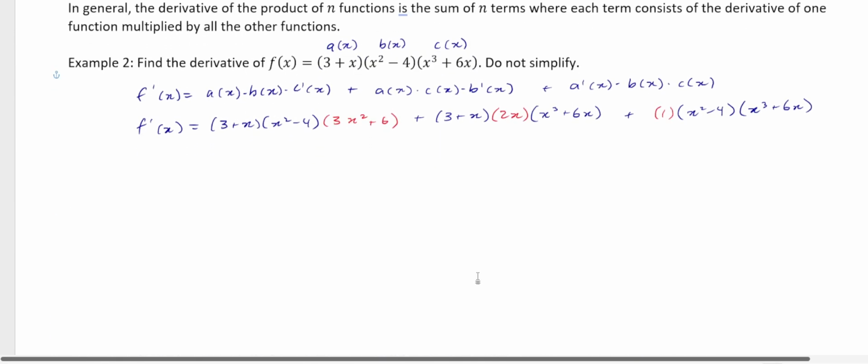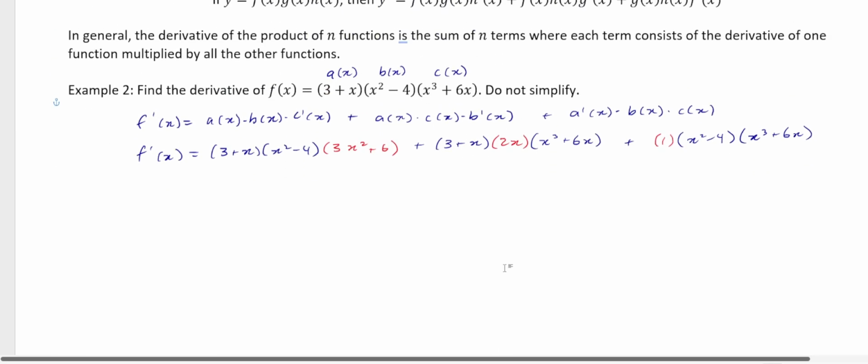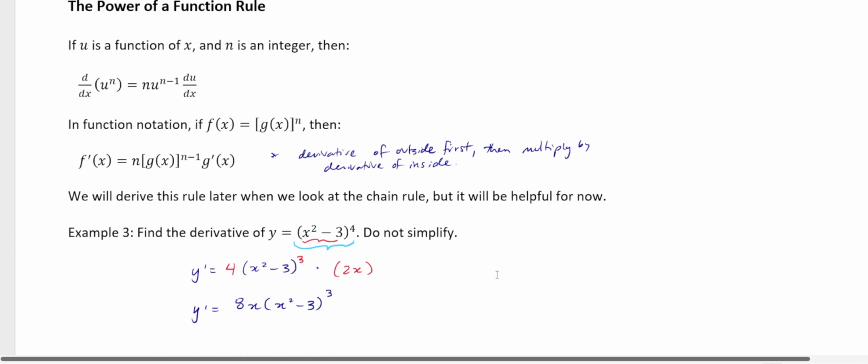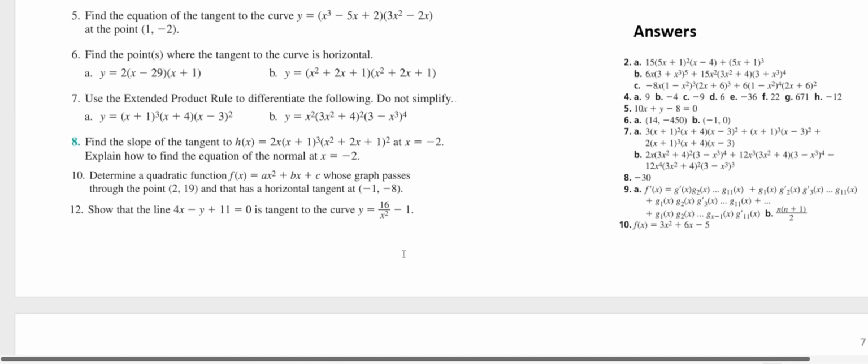Or if you have multiple functions, it's just a matter of going through all the different possible permutations of derivatives. So first and second times the derivative of the third, first and third times the derivative of the second, and then second and third times the derivative of the first. That's if you have multiple functions multiplied together. And then finally, power of a function rule: derivative of the outside first, then multiplied by the derivative of the inside. Okay, homework's listed on the bottom. Thanks again for watching.